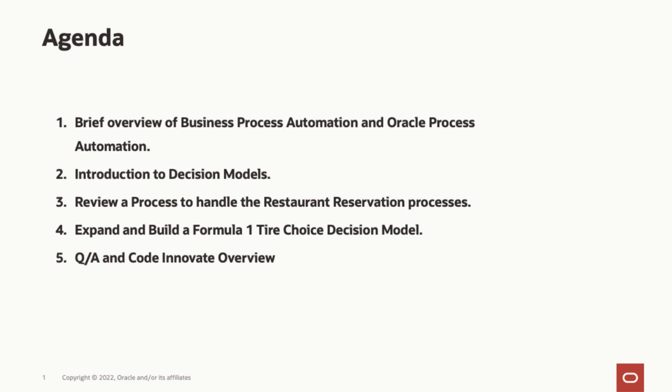So just an agenda. We're going to go over business process automation, what it means even outside of Oracle, and then a little bit about what it means inside Oracle, what our offering is for that, Oracle Process Automation. And then a quick slide on decision models, and then we'll spend most of our time actually in Oracle Process Automation itself in the cloud, reviewing a process that's already pre-built for us that handles restaurant reservation that does include a decision model. So we'll go through that pretty quickly, and then we'll spend the vast amount of our time expanding and building a Formula One tire choice decision model.